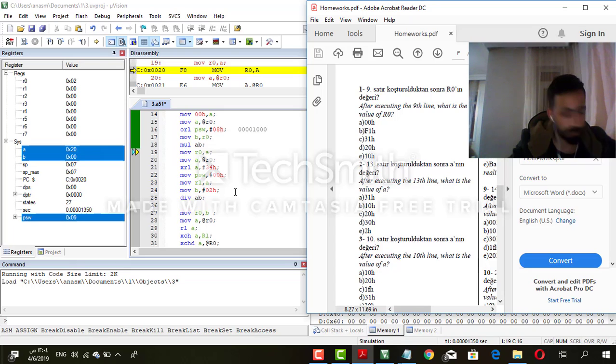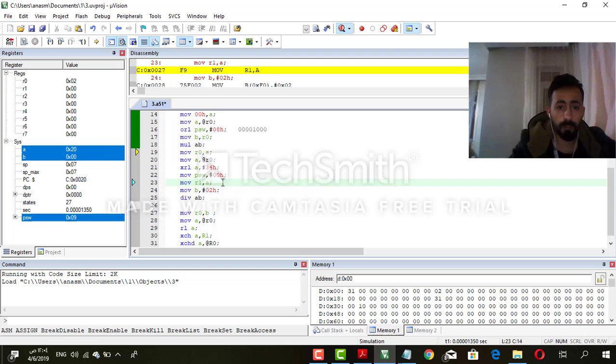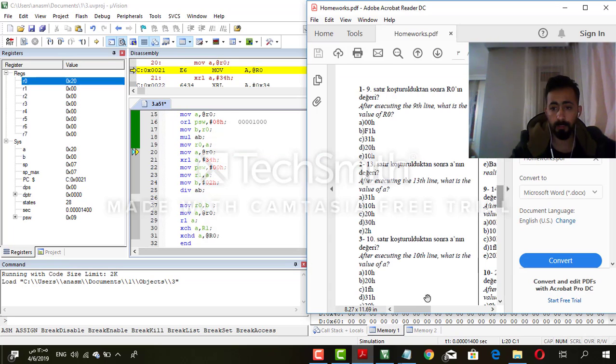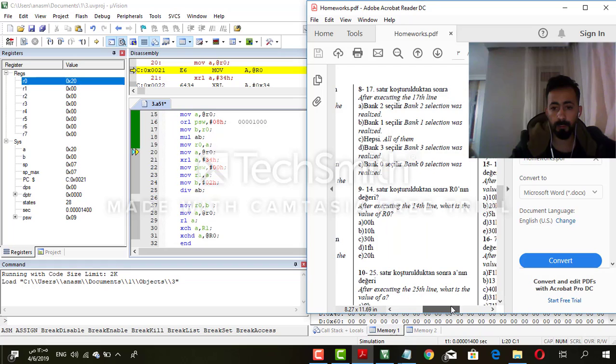In this step, we will move the value of A to R0. The value of A is 20, so it will be moved to register 0. So the new value of register 0 is 20. And also this is question number 9. What is the value of R0? The value of R0 will be 20.